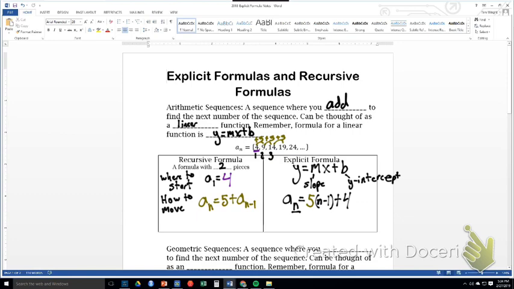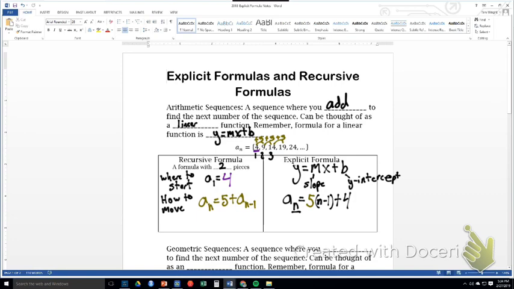So that's what your explicit formula is going to be. An equals 5 parentheses n minus 1, close parentheses, plus 4. M is 5, b is 4, and x is just n minus 1. It's all the same pieces, just shown in a different way.